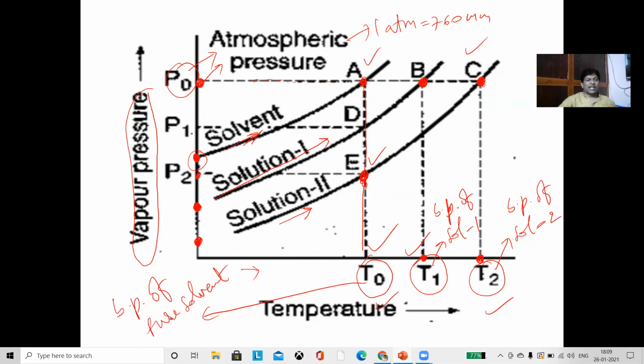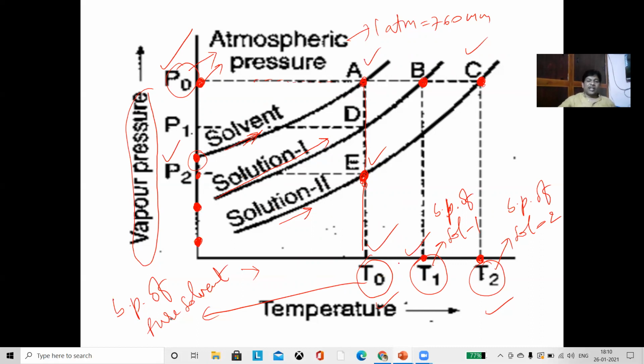Which one is greater on the y-axis? The P naught value is greater than the P2 value. That's what we take: P naught minus P2. So here, T2 minus T naught, the greater value T2 and the lesser value T naught on the x-axis. So T2 minus T naught is equal to P naught minus P2.